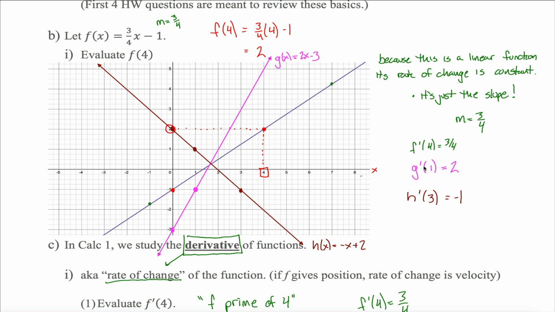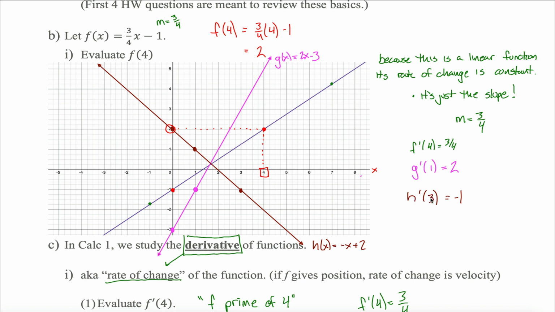Similarly, for the graph in pink, g of x, at this point 1 right here, my slope is 2. I'm again hiking uphill as I go from left to right. Note that if you compare these two values, 2 is bigger than 3/4. That makes sense. The pink graph has a steeper slope than the blue graph here. If I'm a mountain climber, I'm walking up a lot steeper slope here than I am over here. The rate of change of the graph in pink is larger than the rate of change of the graph in blue. And then you can compare those to the graph in brown, h of x.